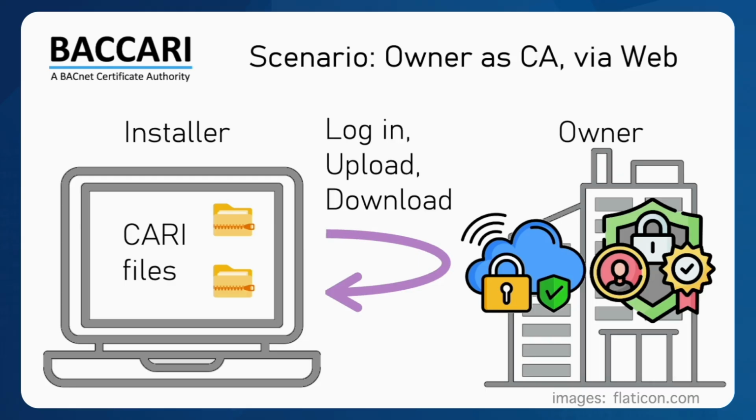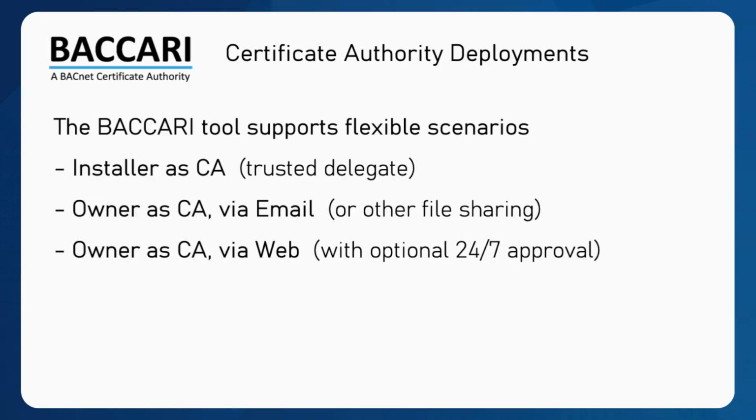This is the third part of our video series on certificate management using the BACCARI tool. As a review, the series discusses three scenarios ranging from basic to advanced. In the first scenario, the owner delegates the role of CA to an installer who then creates certificates. In the second scenario, we see the owner retaining the role of CA and the installers exchanging certificate requests via email or some other means.